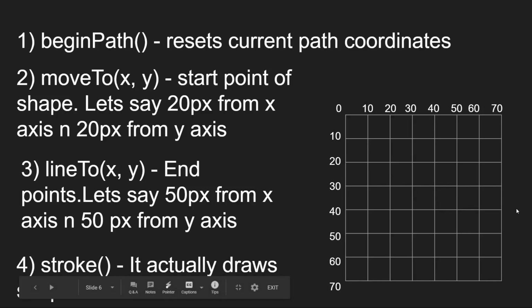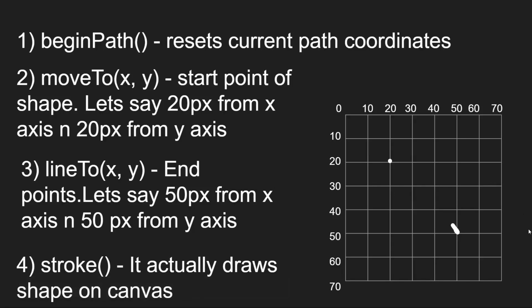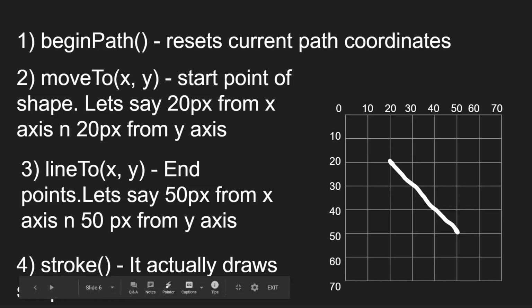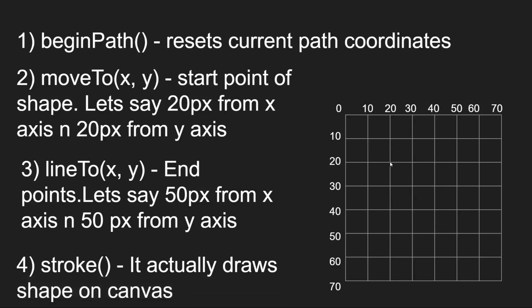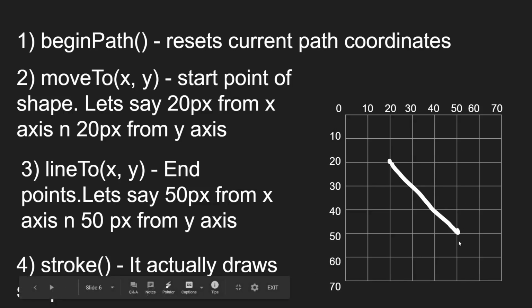Next method is stroke. It actually draws the shape on the canvas. So it actually draws the line from 20 pixels of this point to the 50 pixels of the end point.